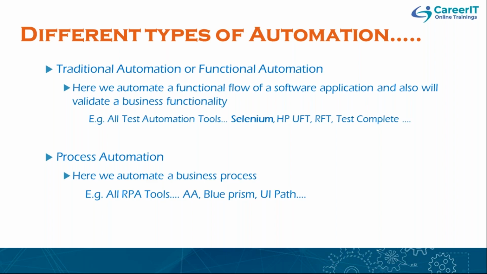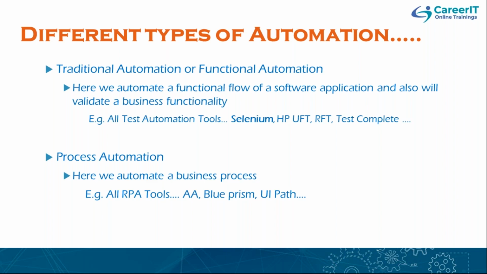Because that batch job or scheduled job runs overnight daily. In this case, if you see, there are multiple applications or systems involved in this entire process. To automate this process, we will go for process automation. That's where RPA tools, robotic process automation tools, are available in the market, which are commercial tools. These are license-based tools where we need to purchase a license to automate a business process.